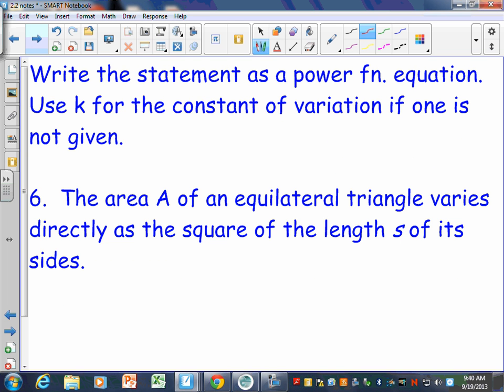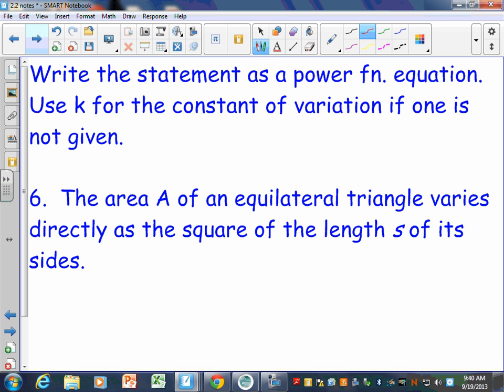So these are the directions on the majority of your homework today. It says write the statement as a power function equation. Use k for the constant of variation if one is not given. So sometimes in the problem it's going to say where pi is a constant or where c is a constant. So if they tell you what constant to use, use that constant. But if they don't tell you, then you're supposed to use k.